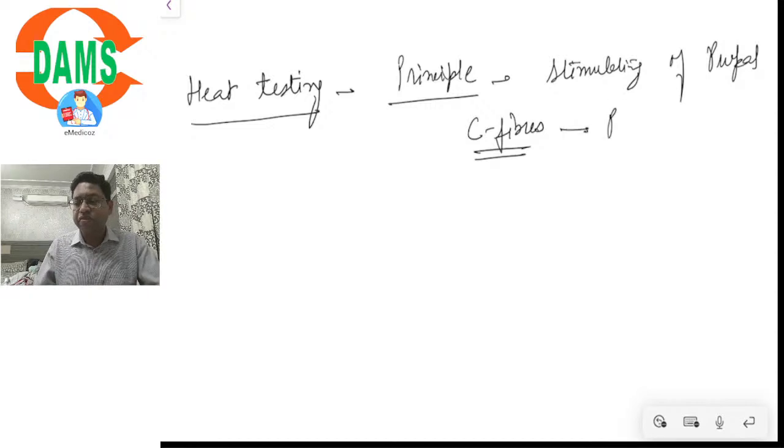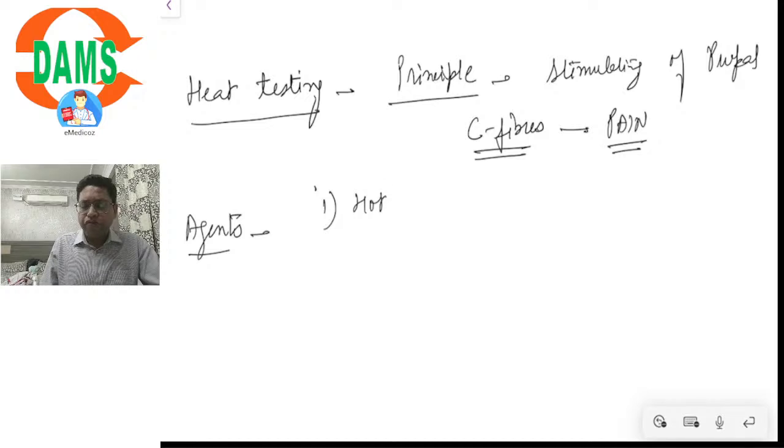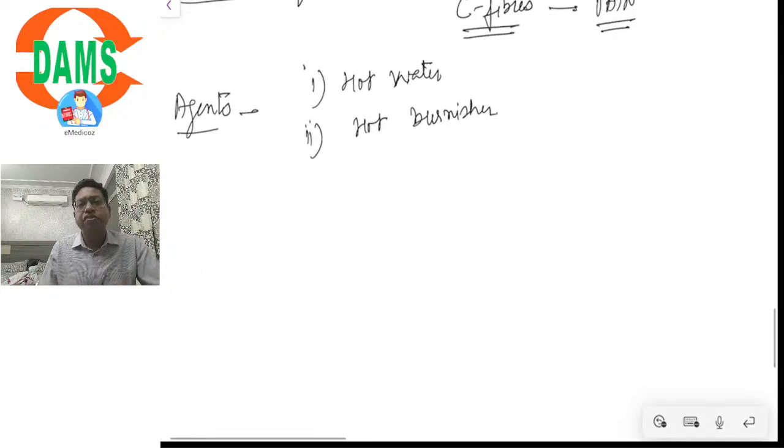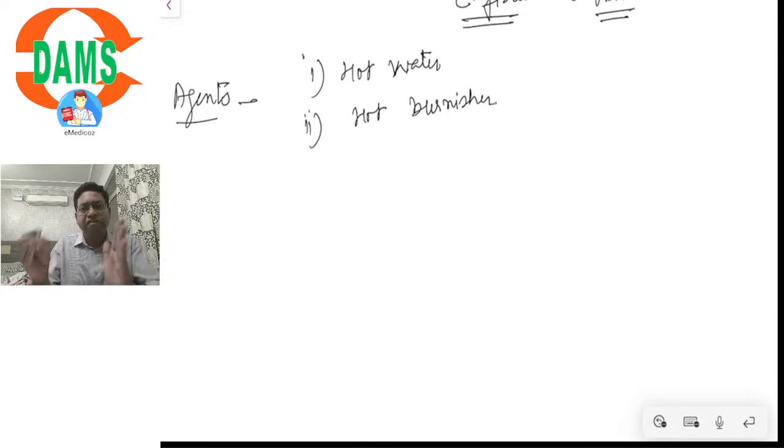So again, this stimulation would result in sensation of what? Sensation of pain. This is the basic testing principle. What are the agents that we can apply for heat testing? Just like cold water, we can use hot water. We can use a hot burnisher. A ball burnisher can be heated over a flame and applied to the tooth. It is not actually touching the tooth, but is taken to some distance from the tooth, a couple of millimeters, so that the heat is radiated onto the tooth structure. Remember, the hot burnisher should not be touched onto the tooth surface.